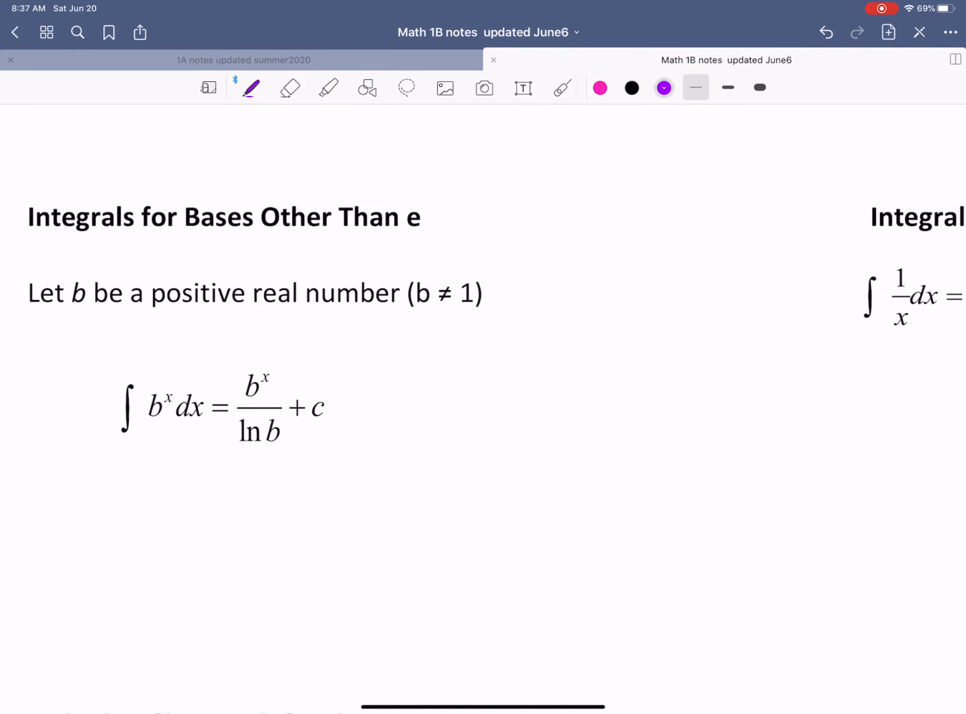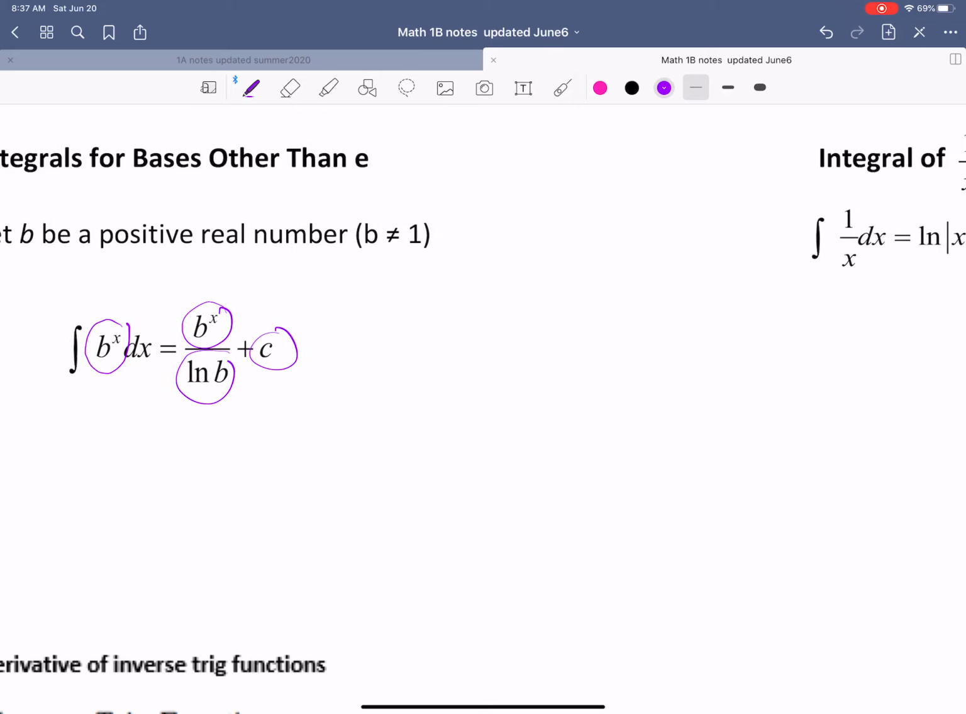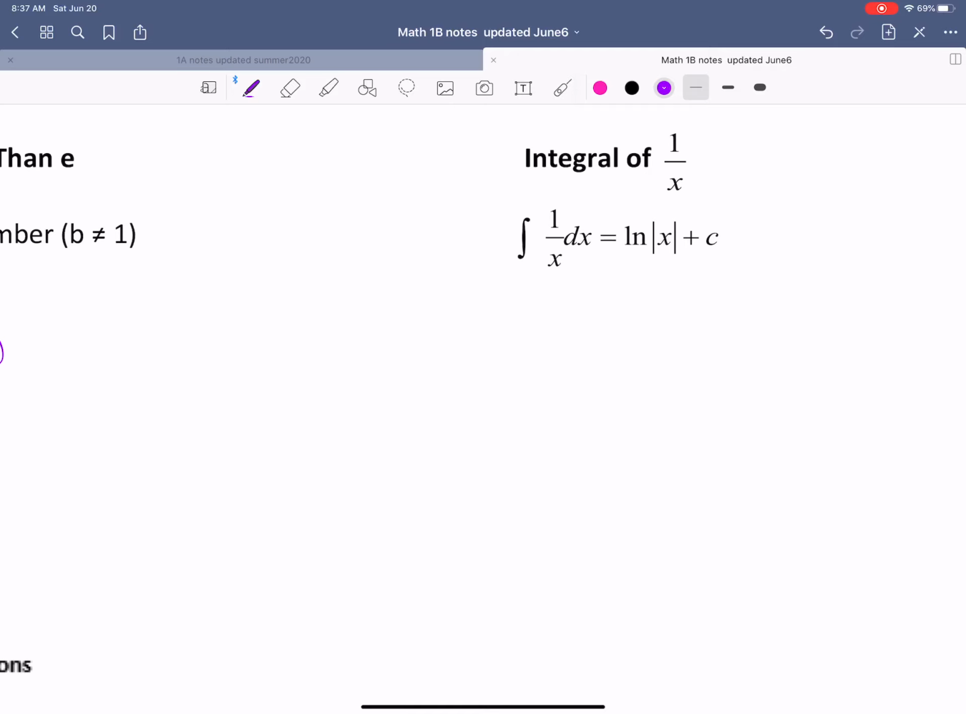Okay, let's review integrals of bases. The integral of e to the power x is e to the power x, but how about if you have a base other than e, then it's b to the power x over natural log of b plus c. The integral of 1 over x dx is natural log of x plus c.